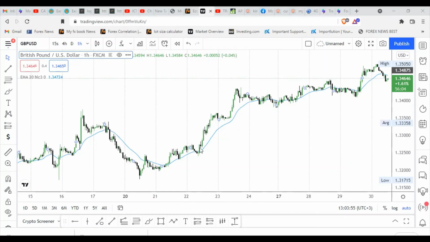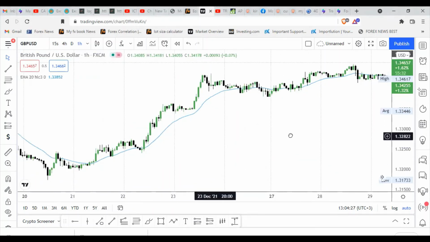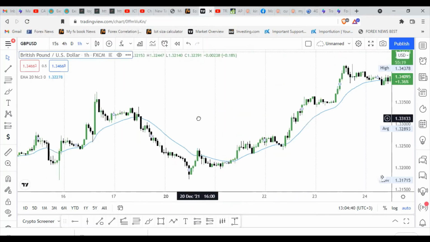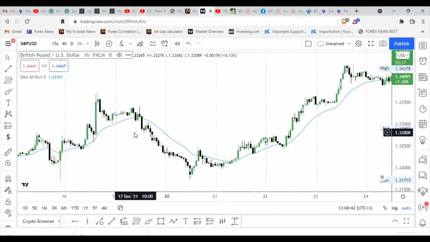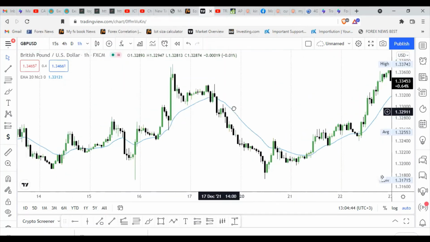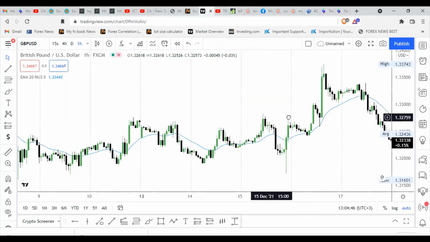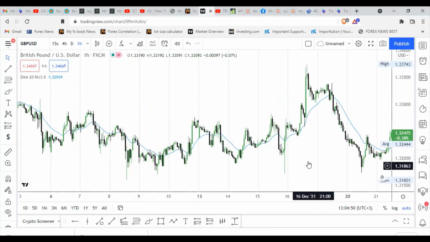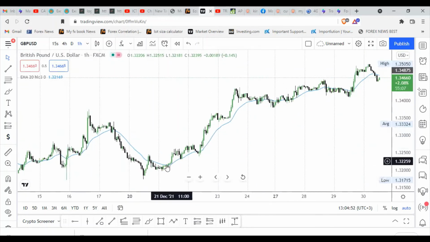So let's look at this area. When the moving average is below the price, it is acting as support. And when the price is below the moving average, it is acting as resistance. So we are going to look at both scenarios.